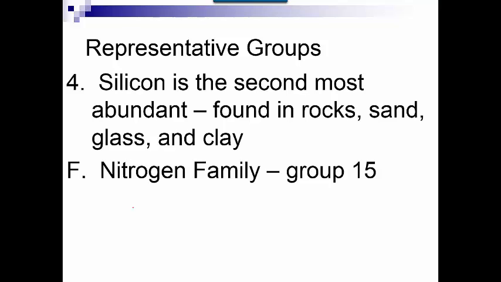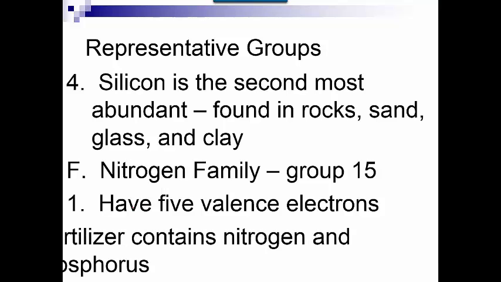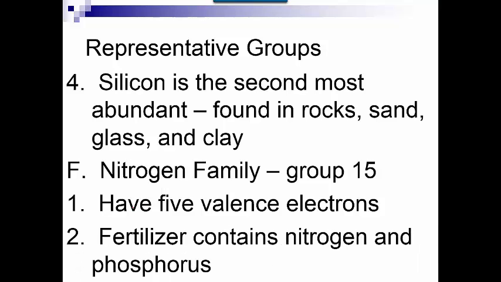The next family is the nitrogen family, so group 15. Sticking with our trend here, we're increasing our valence electrons by 1, so we have just 5. And fertilizer is commonly made from nitrogen and phosphorus, which are both elements within the nitrogen family.